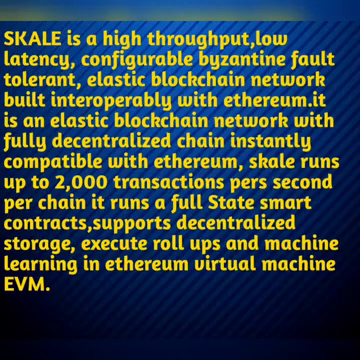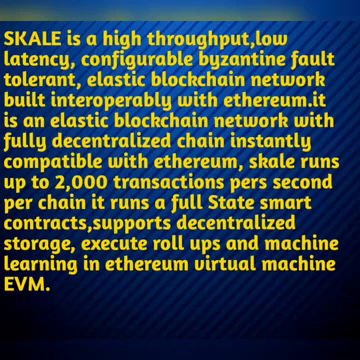So, running through the points we took our time to highlight and define, from throughput to latency to elastic blockchain to elastic sidechain and Byzantine fault tolerance, we will use these words to define what Skale is and highlight the basic and key features of Skale. From the definitions, we can say that the Skale network is a high throughput, low latency, configurable Byzantine fault tolerant elastic blockchain network built interoperably with Ethereum. Skale is an elastic blockchain network with fully decentralized chains instantly compatible with Ethereum.